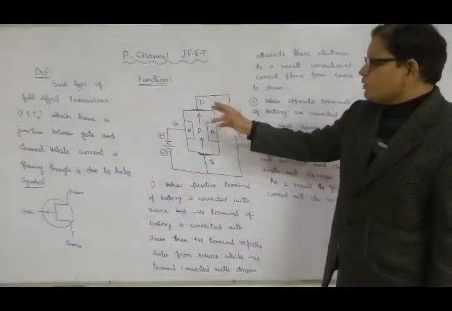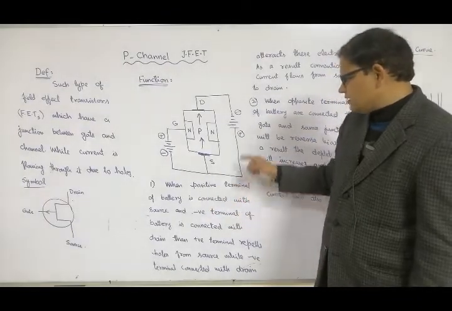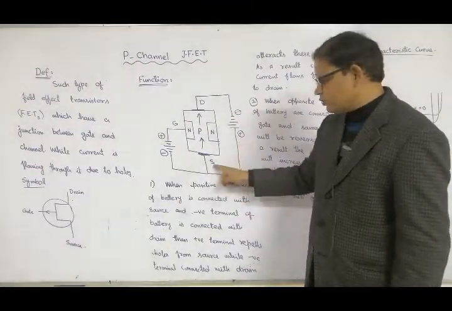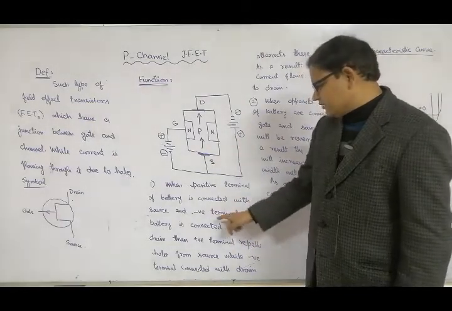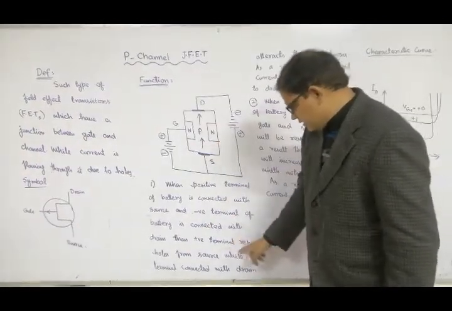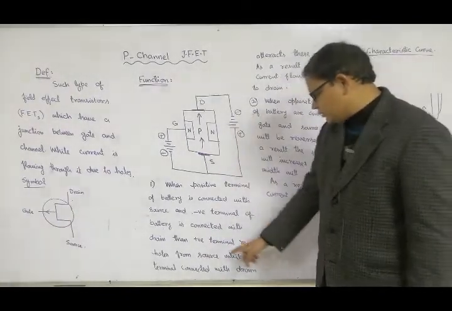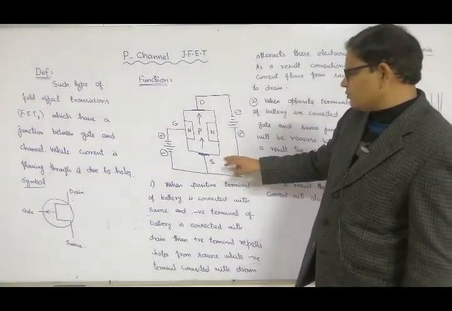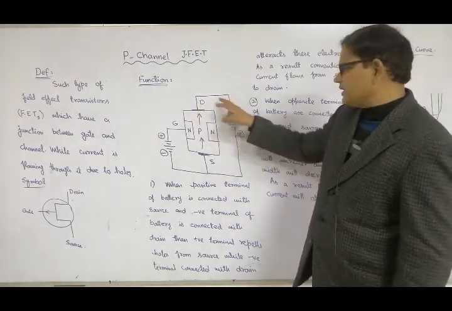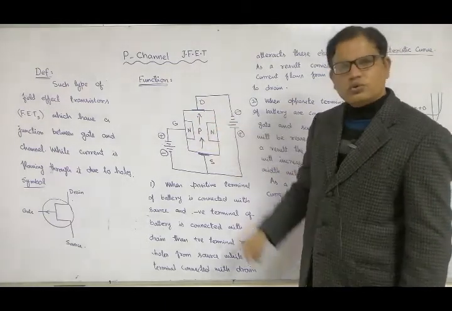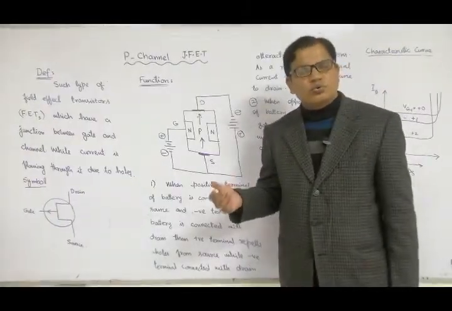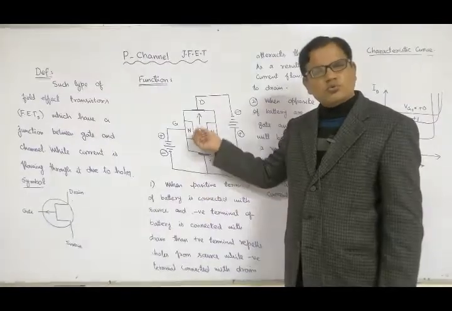So we come towards the function. When the positive terminal of a battery is connected with the source, and the negative terminal of the battery is connected with the drain, then the positive terminal repels the holes from the source towards the drain, and the negative terminal connected with the drain attracts those holes towards it, and simply the current flows through this channel path from source to drain.